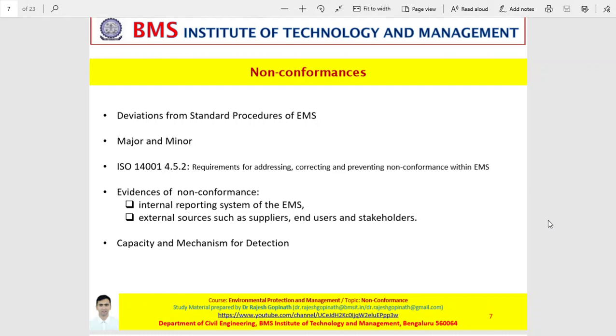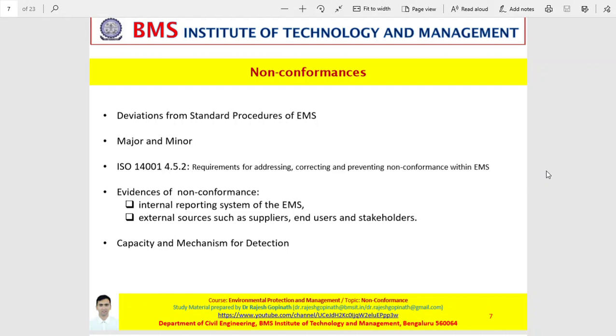Now please understand, evidence for any non-conformance can arise from two forums. One is the internal reporting system of EMS itself. Second is from the external sources who could be your end users, the stakeholders or the suppliers. Nevertheless, the bottom line is, any company, industry for that matter, must have an inbuilt capacity and mechanism for detection of non-conformances.